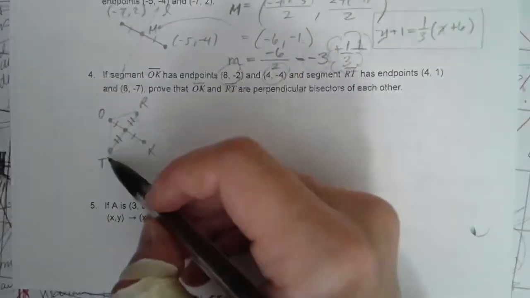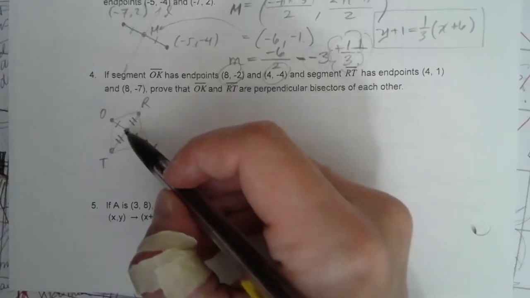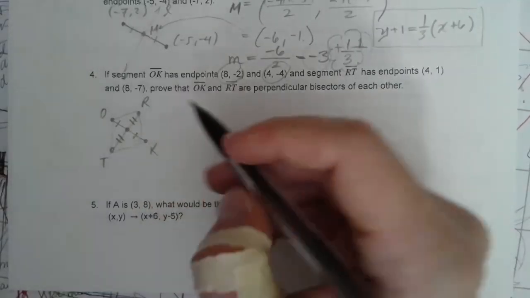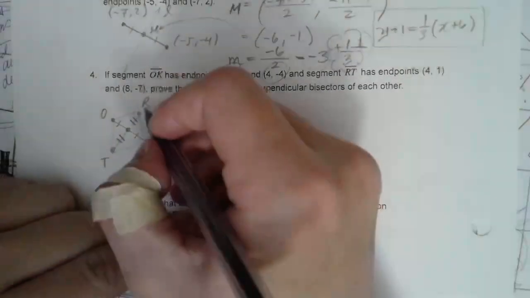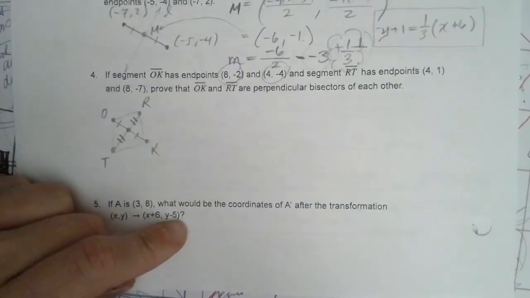First of all, we need to show that these guys intersect at this point here in the middle, and that it's the middle of both. So if these guys had the same midpoint, that would work out, right?